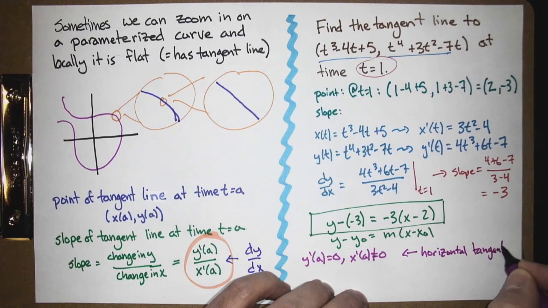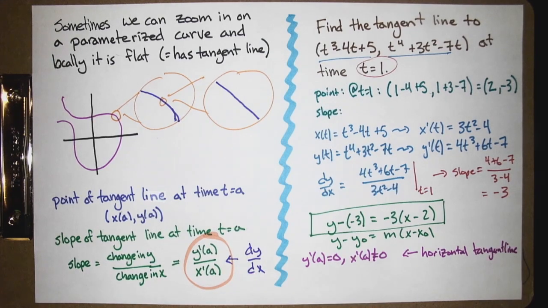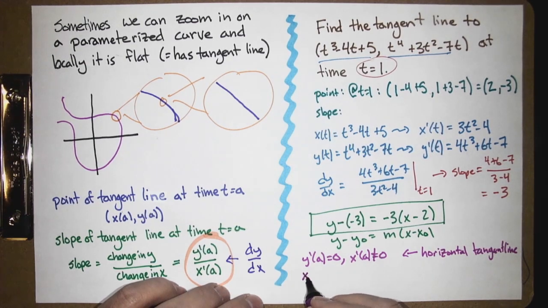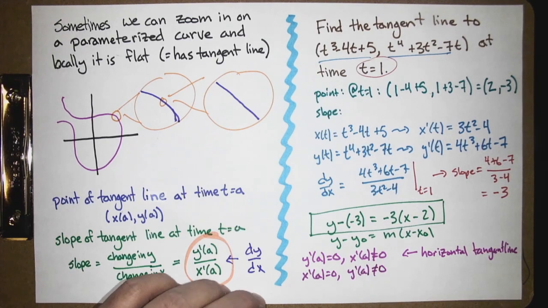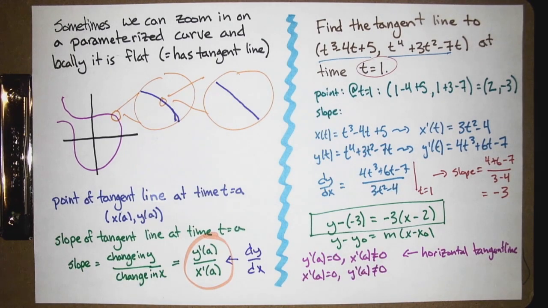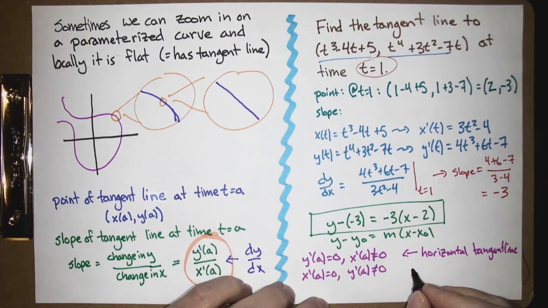So if a problem says, hey, find all the horizontal tangent lines, it says, find where y prime is 0. But what if x prime of a was 0, but y prime of a was not 0? What would that correspond to? It says your y value is changing, but your x value is not. So you're moving literally up and down. So that's vertical tangent lines.